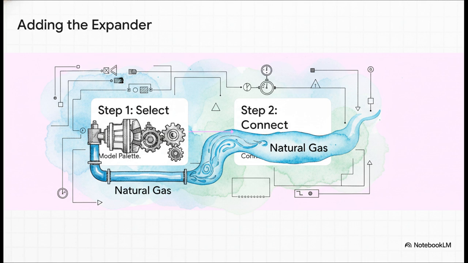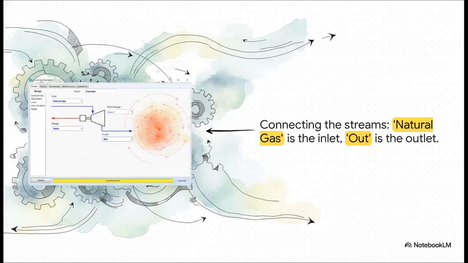Next up, we just grab the expander unit from the palette and hook up our natural gas stream to it. And here's what that looks like. We set the natural gas stream as the inlet and define our outputs.